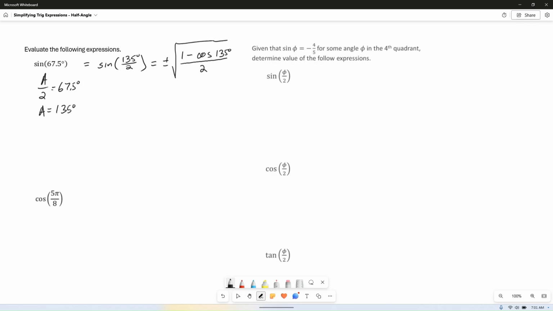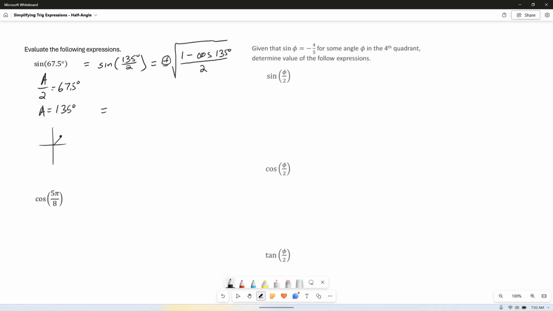Now we still need to figure out whether it's plus or minus, and then we still need to simplify the insides of that radical. Whether the square root is going to be positive or negative depends on the quadrant of the original angle. So what quadrant is 67.5 located in? Well, that's between 0 and 90, so that's somewhere in the first quadrant. And we know that sine is positive in the first quadrant. So I'm going to use that positive square root.